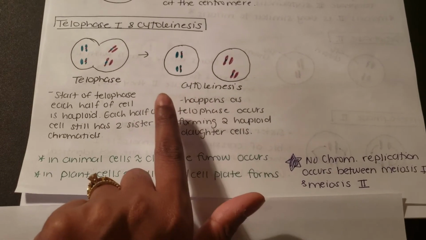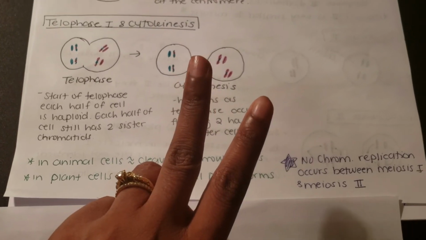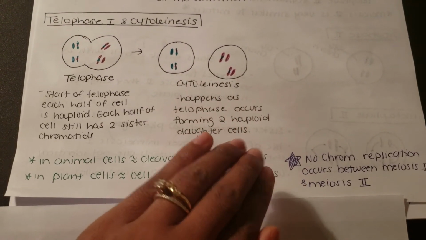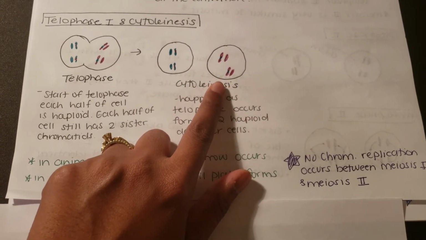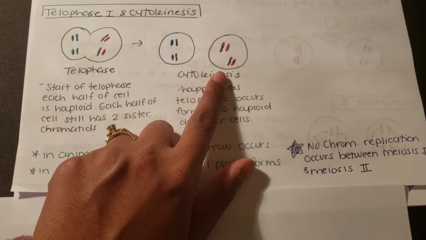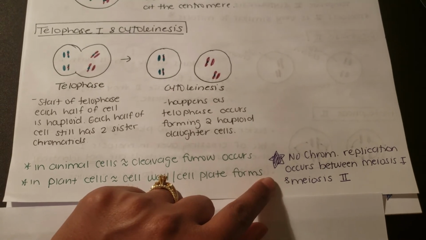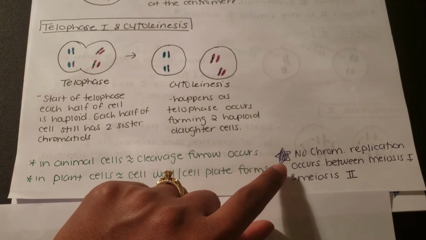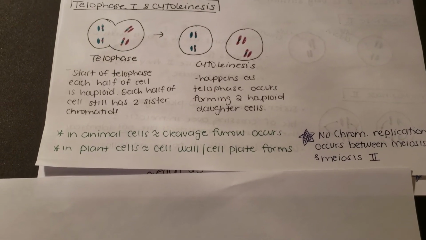Now, as we transition from meiosis 1 to meiosis 2, remember, there's no process in between where these chromosomes are going to go through duplication. Like we said, interphase only occurs right before meiosis 1. It does not occur again before meiosis 2. So make sure you remember that. No chromosome duplication occurs between meiosis 1 and meiosis 2. All right, so now let's move on to meiosis 2.